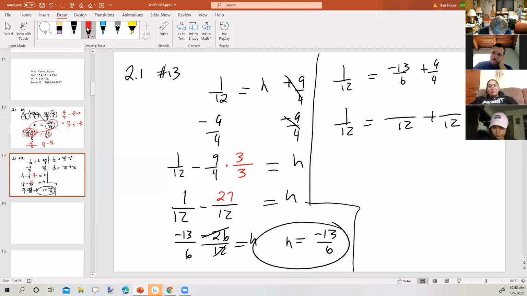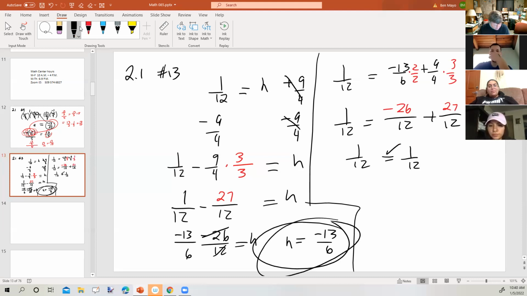So I'm going to take negative 13/6 and multiply it by 2/2, which becomes negative 26/12. I'll take 9/4 and multiply it by 3/3, which becomes 27/12. So now I've got 1/12 equals, well, negative 26/12 plus 27/12 is 1/12. So it checks. Any questions on that one before we move on?